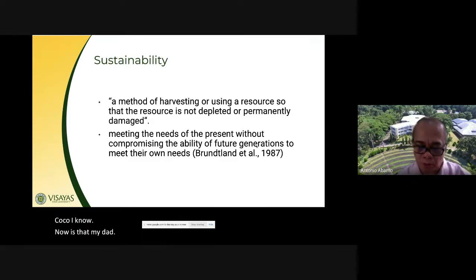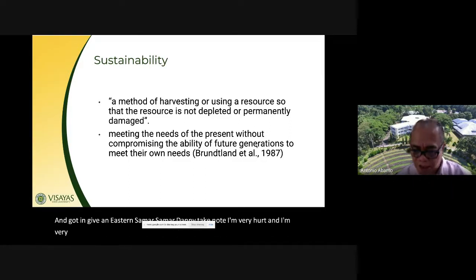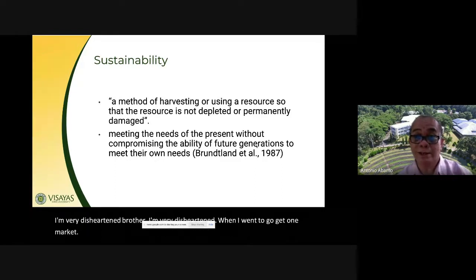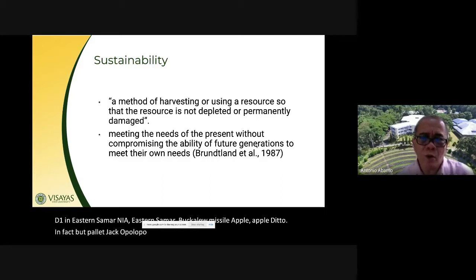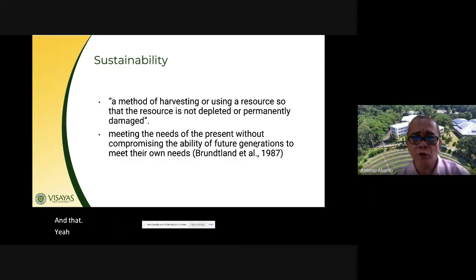In Guam, not Guam, Guam is US. In Guiuan, Eastern Samar. Because I am also from Samar, take note, I am very disheartened, brother. I am very disheartened. When I went to Guiuan market in Eastern Samar, the lapu-lapu here is so delicious. In fact, they sell lapu-lapu or those coral fish here at a very cheap price.